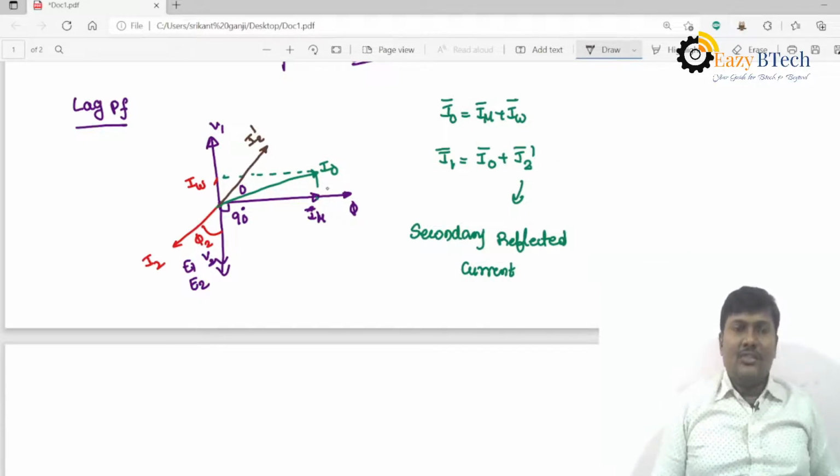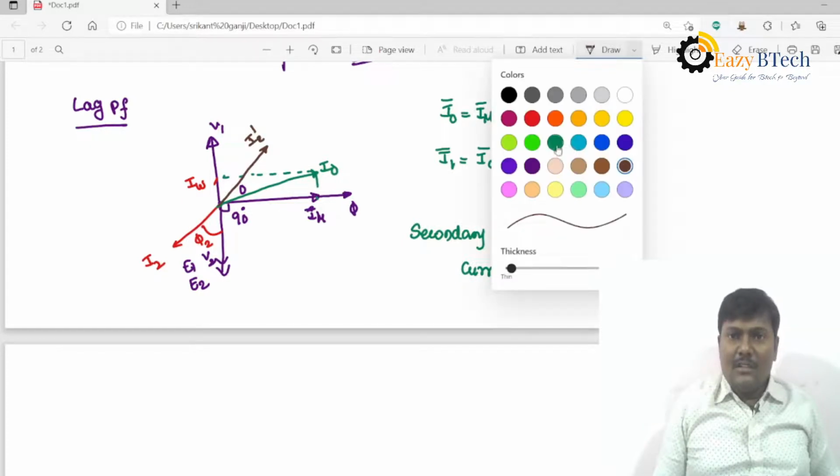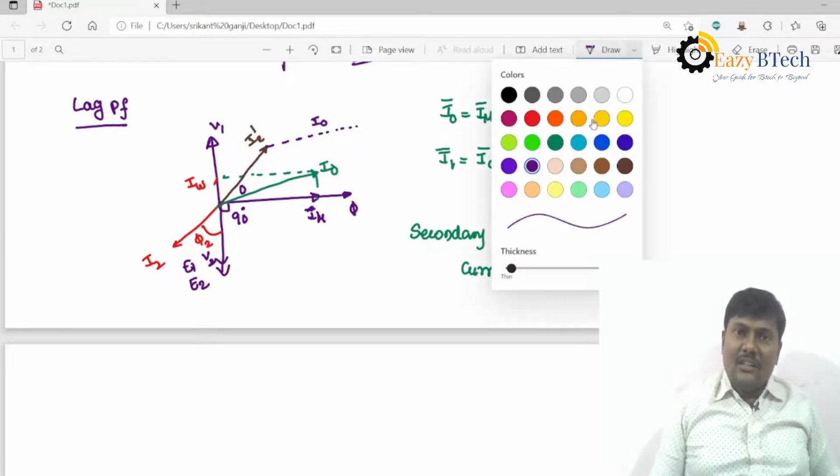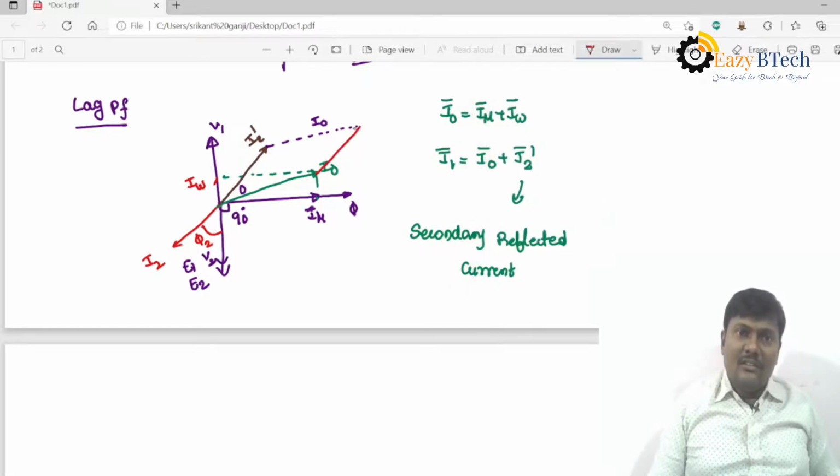By adding these two vectors using the parallelogram concept, you will get the resultant current. So draw a line which is parallel to I naught. The length of this one is I naught. Draw a line from this I naught which is parallel to I2 dash. Then I am getting the resultant current. That resultant current is called the I1.